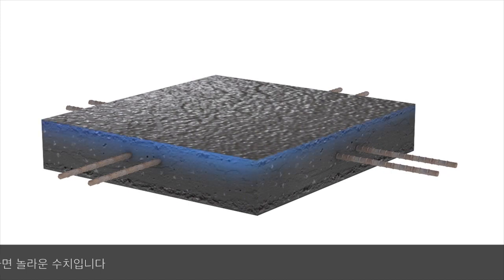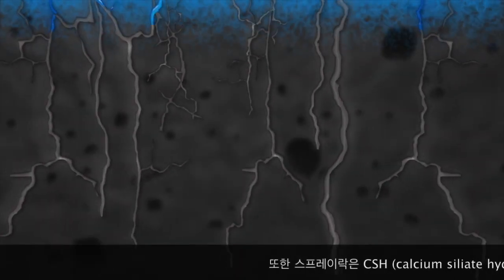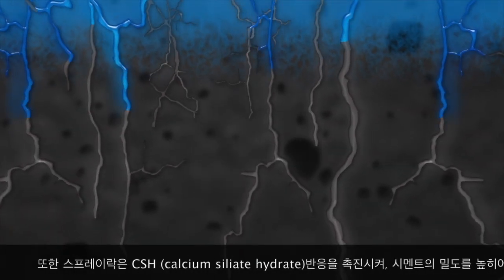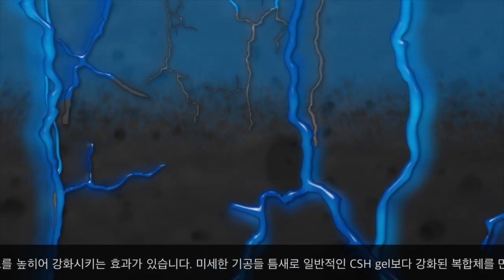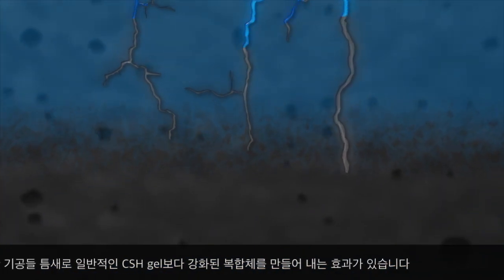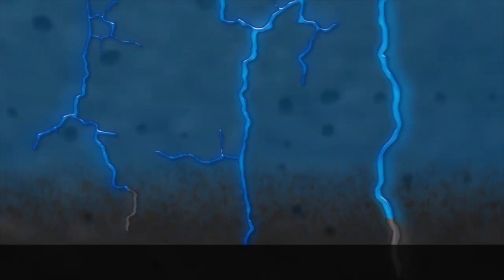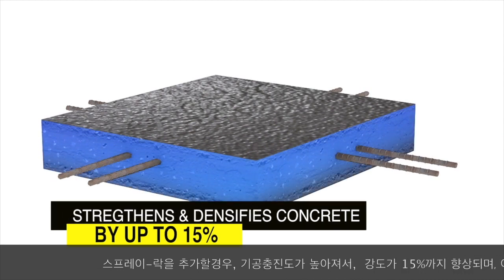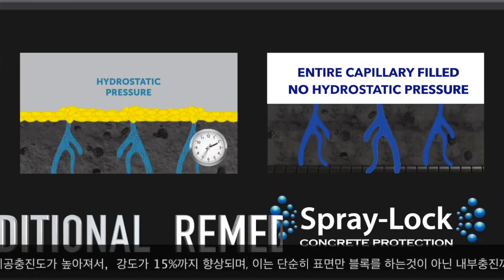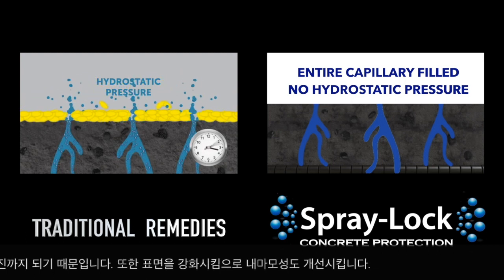Spray-Lock also is uniquely able to strengthen and densify the concrete as it accelerates the calcium silicate hydrate reaction that takes place within the capillary spaces in the concrete. It changes the normal calcium silicate hydrate reaction gel into a stronger compound within the pore spaces. Adding Spray-Lock into the concrete capillaries can strengthen and densify concrete by up to 15%. By filling, rather than just blocking the capillaries, it also hardens the surface paste, making it resistant to abrasion.